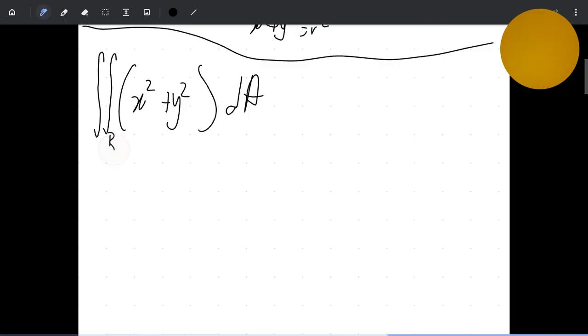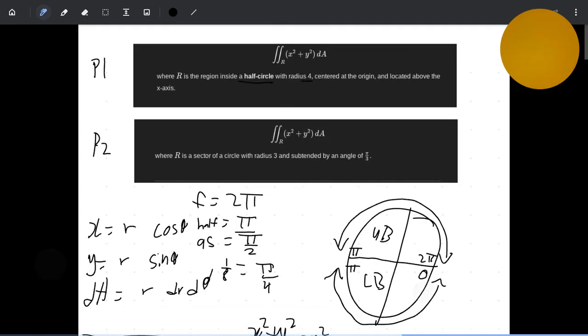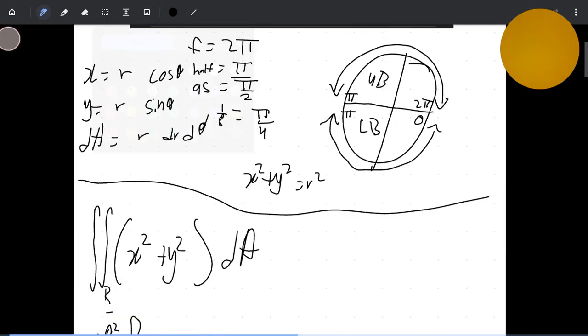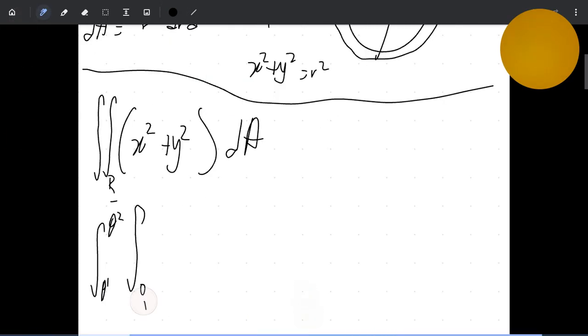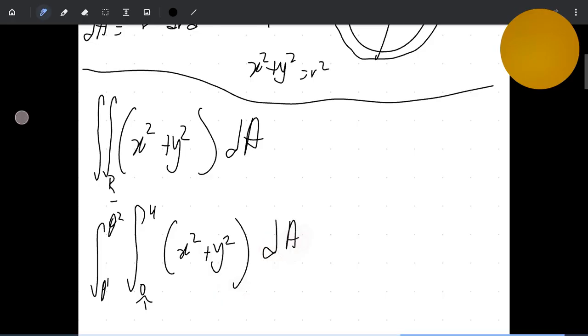When you see this R, it's automatically going to be from theta 1 to theta 2, and the radius. The radius said it was from the center, the origin, to 4. What that means is it's ranging from 0 to 4. So I'm going to write 0 over here to 4, x squared plus y squared dA.